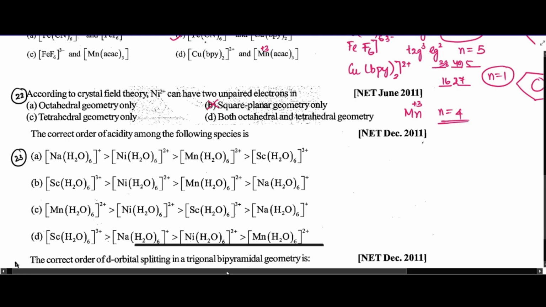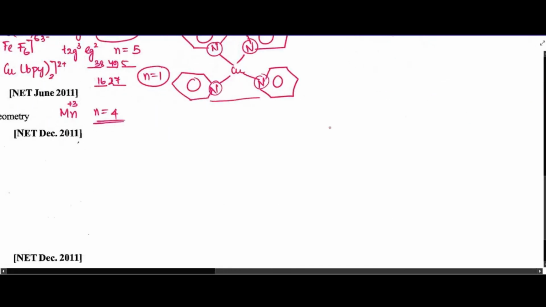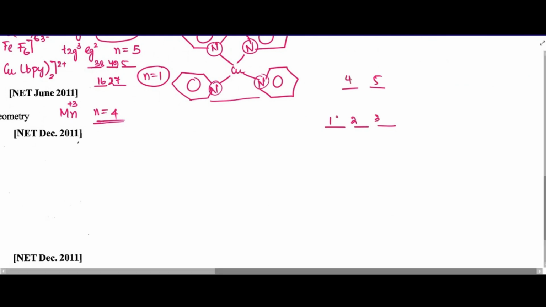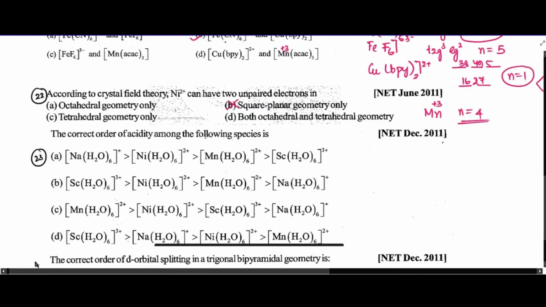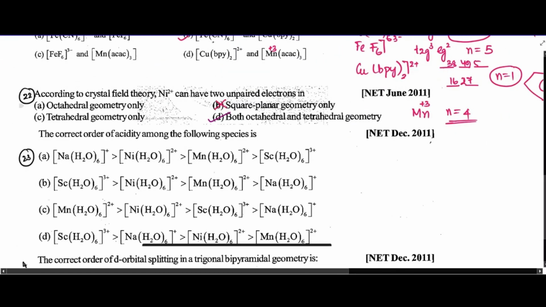പക്ഷേ നിങ്ങൾ octahedral എടുത്തോളൂ, tetrahedral എടുത്തോളൂ. You can try drawing it as well. For example, let's say you have octahedral geometry. So you have 1, 2, 3, 4, 5, 6, 7, 8. Nickel 2 plus is a D8 system. In tetrahedral, this is octahedral. Tetrahedral ആണെങ്കിലും 1, 2, 3, 4, 5, 6, 7, 8. So in the case ആണെങ്കിലും, we are going to have 2 unpaired electrons. So both octahedral as well as tetrahedral geometry will show 2 unpaired electrons for nickel plus 2 complex.